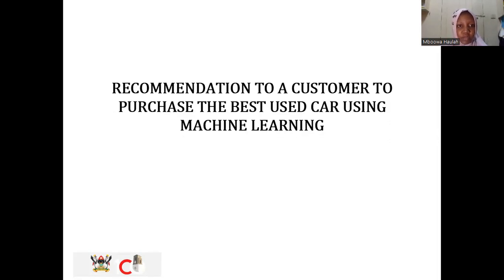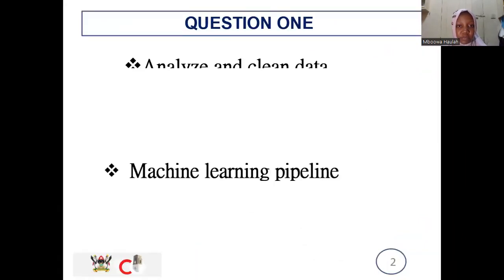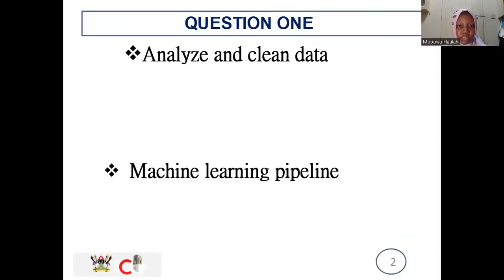We're still on our model, a model for recommending the best used car to a customer to purchase, designed with the aid of machine learning. This time around, I designed a model that's well analyzed. It has clean data and a machine learning pipeline that has already split data. The data is split, trained, and tested.